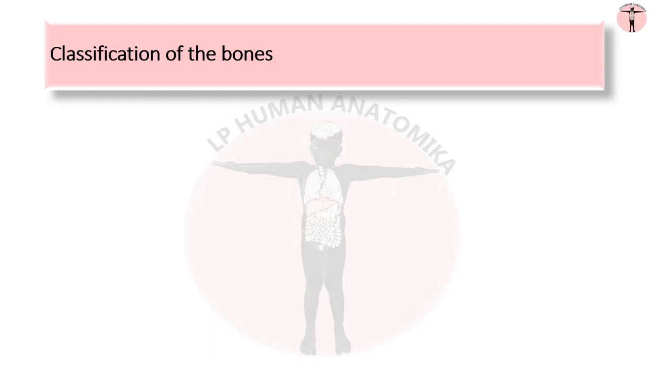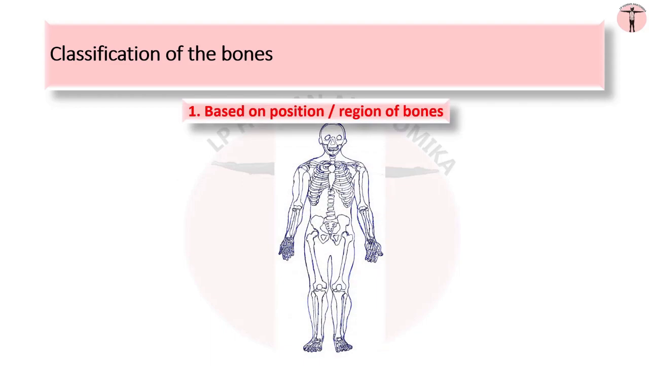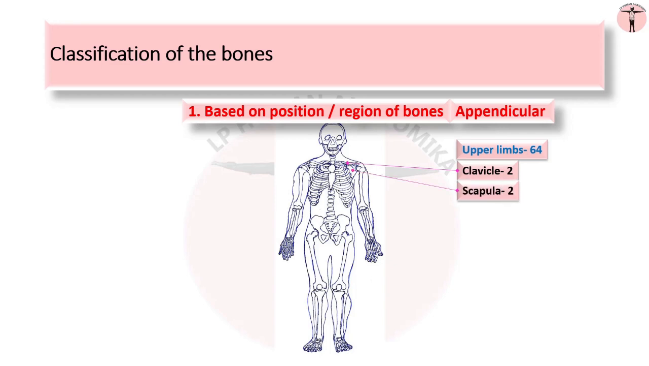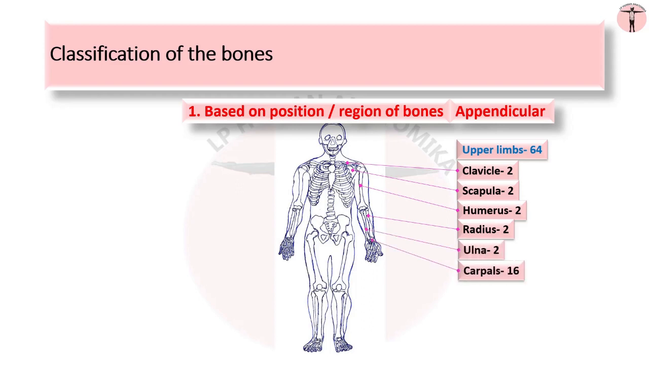The second part of the subclassification under position or region is appendicular bones. Under a pair of upper limbs, there are a total of 64 bones, 32 on each side. The following are details of upper limb bones: 2 clavicles, 2 scapulas, humerus 2, radius 2, ulna 2, carpals 16 bones, metacarpals 10 bones, 5 on each side, phalanges 28 bones, 14 on each hand. The number specified is the total number including both sides, right and left.